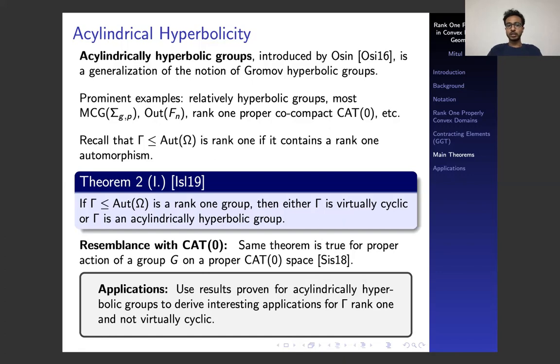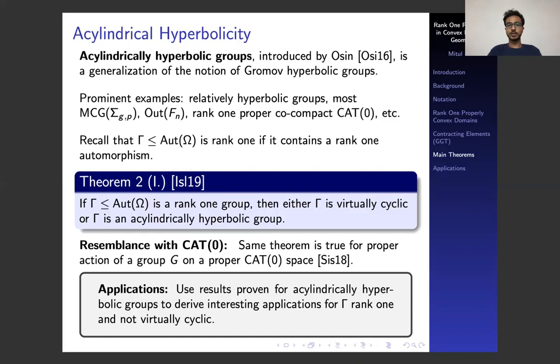Let us also recall that a discrete subgroup gamma of the automorphism group of omega is said to be rank 1 if and only if it contains a rank 1 automorphism. In Theorem 2, we show that if gamma is a rank 1 group, then either gamma is virtually cyclic or gamma is an acylindrically hyperbolic group. This theorem also has a parallel in CAT(0), where the same theorem holds true for proper actions of a group G on a proper CAT(0) space.